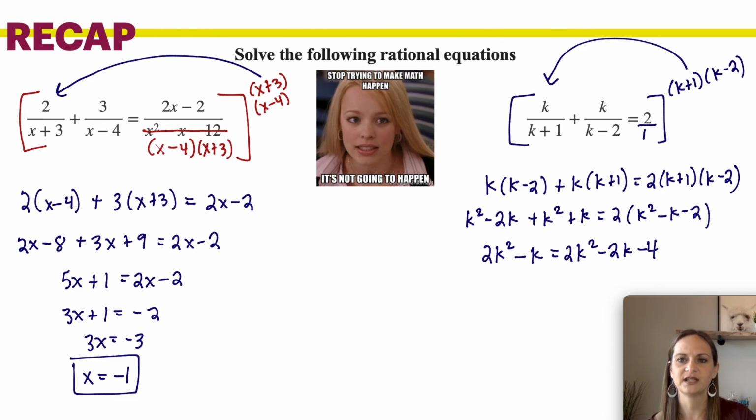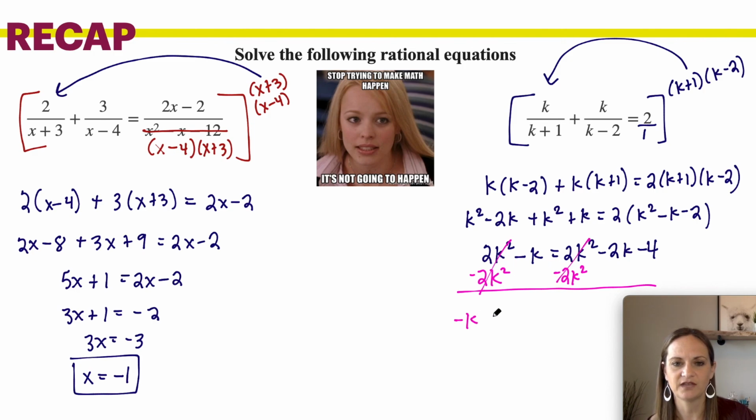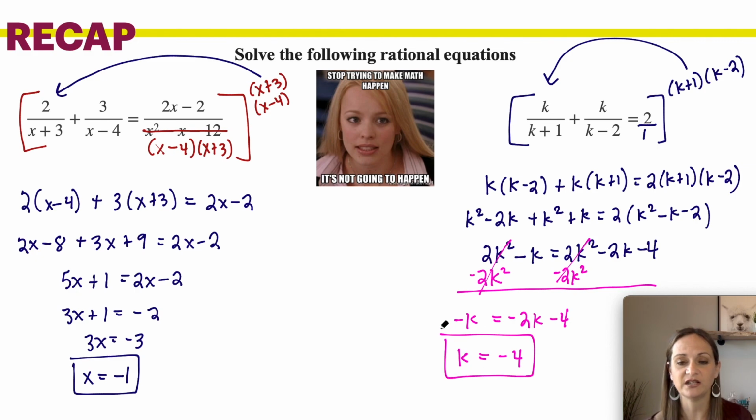Okay, first thing I'm going to do is subtract 2k squared from both sides. And they nicely cancel each other, leaving you negative k equals negative 2k minus 4. I'm going to add 2k to both sides, and I'll get k equals negative 4. And that would be your answer. And now you need to check. If you plug negative 4 back in, you don't get a 0 here, you don't get a 0 here, which means that that answer is possible.